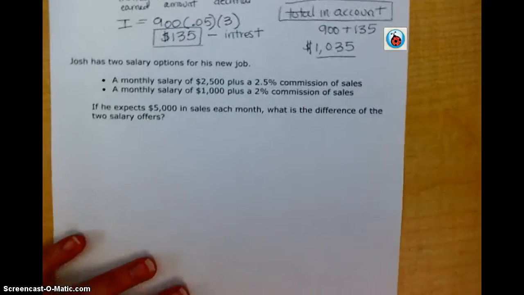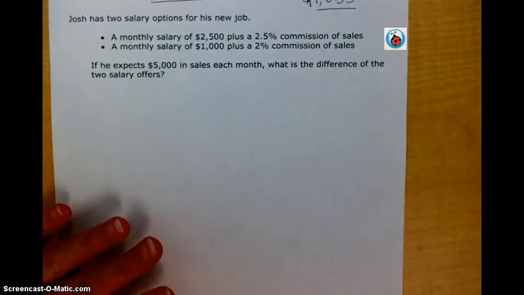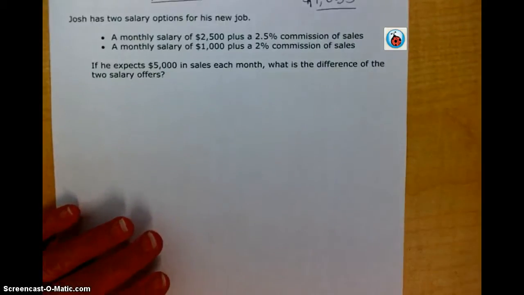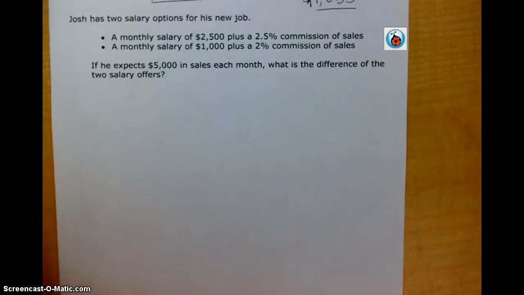Last question for today. Josh has 2 salary options for his job: a monthly salary of $2,500 plus 2.5% commission, or a monthly salary of $1,000 plus a 2% commission. If he expects to sell $5,000 in a month, what's the difference in the 2 salaries?